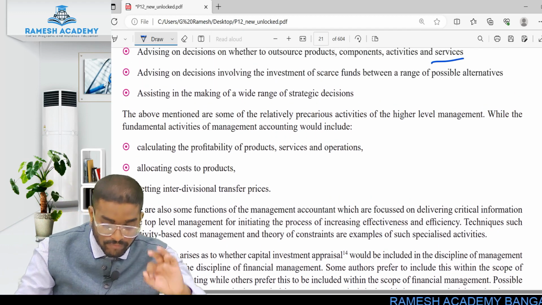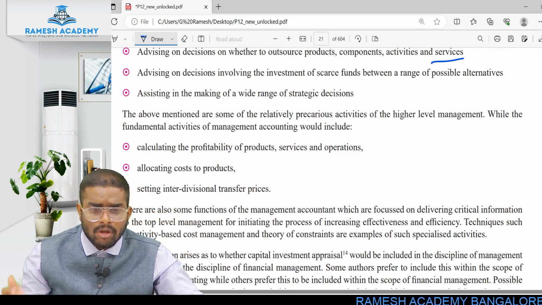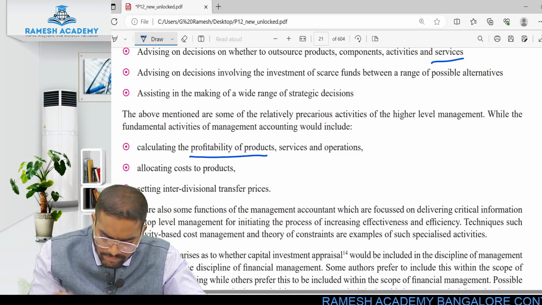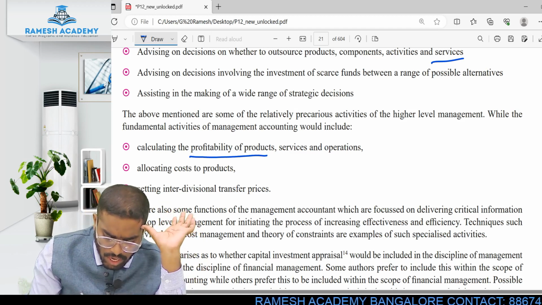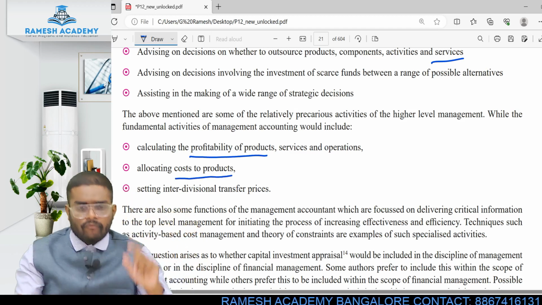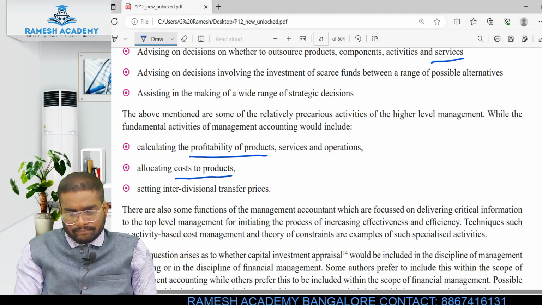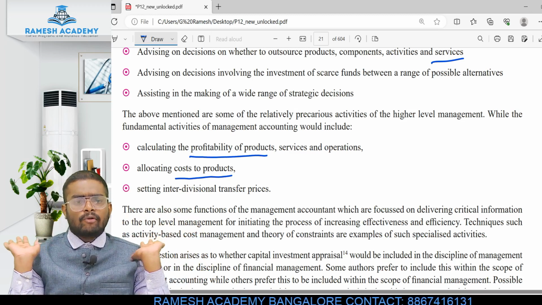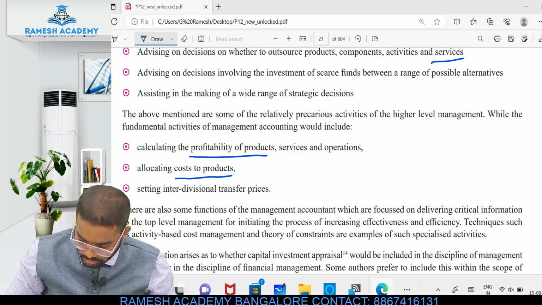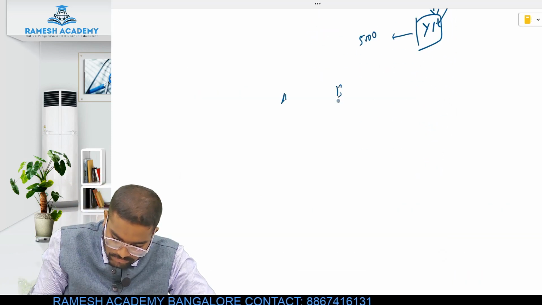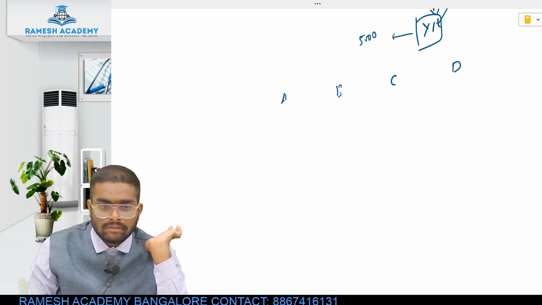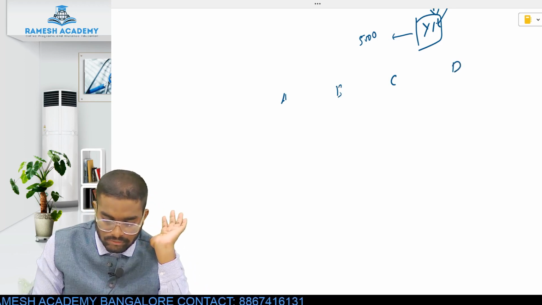So we have certain fundamental activities of management accounting. What are those? Calculating the profitability. This we will calculate for everything, even in financial accounting. Allocating cost to products. See, a company has 4 products. Let's go through an example. Say the company has 4 products, A, B, C, D, but we have a certain cost, that is 1000 rupees.